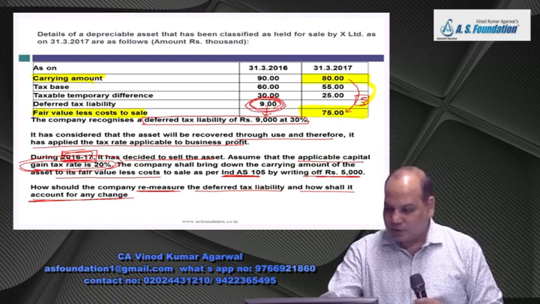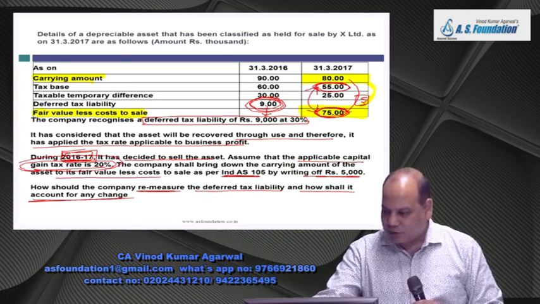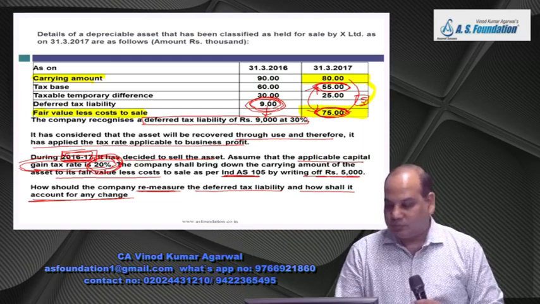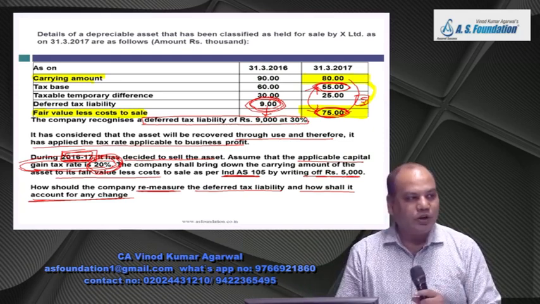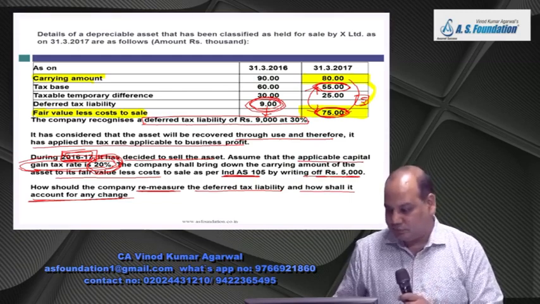Again I will have to compare my tax base. This is my tax base and this is my revised carrying amount. Again there is a difference, but now this difference will be multiplied by 20%. So this will give rise to DTL again. Difference between opening DTL and closing DTL will be charged to profit and loss. Is it right?